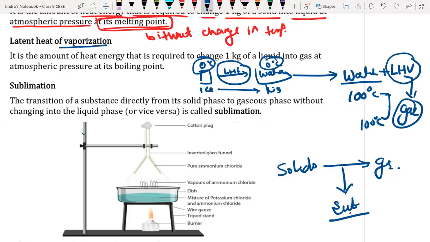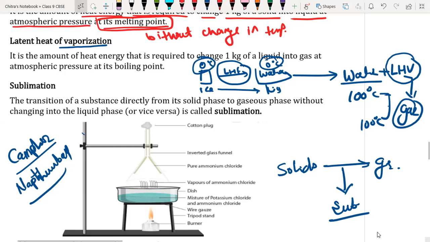Volatile substance means when any substance, maybe solid or liquid, converts from liquid or solid to gaseous state. All these substances are called volatile. But here, we are discussing camphor. We are discussing naphthalene ball. All these are the substances which get sublimed. Like ammonium chloride. Yes, ammonium chloride is also there.